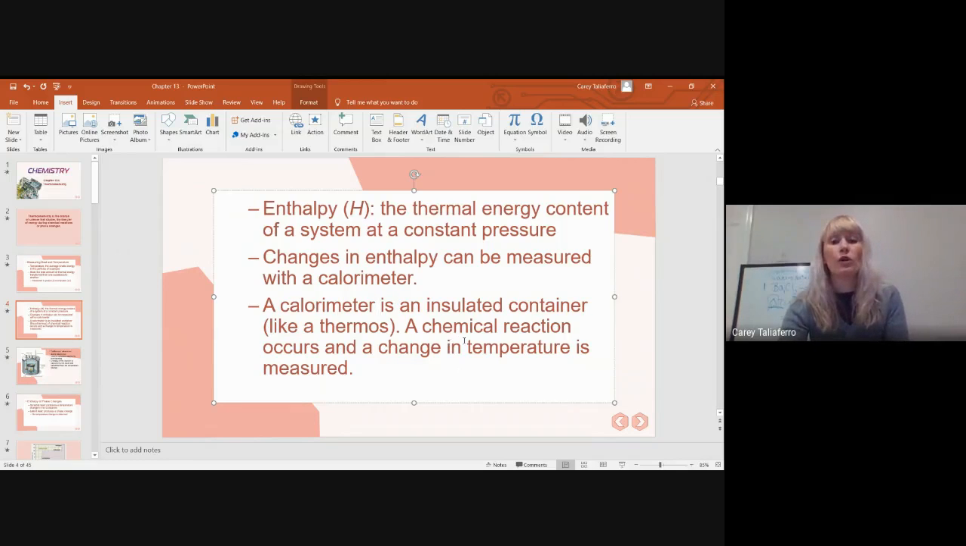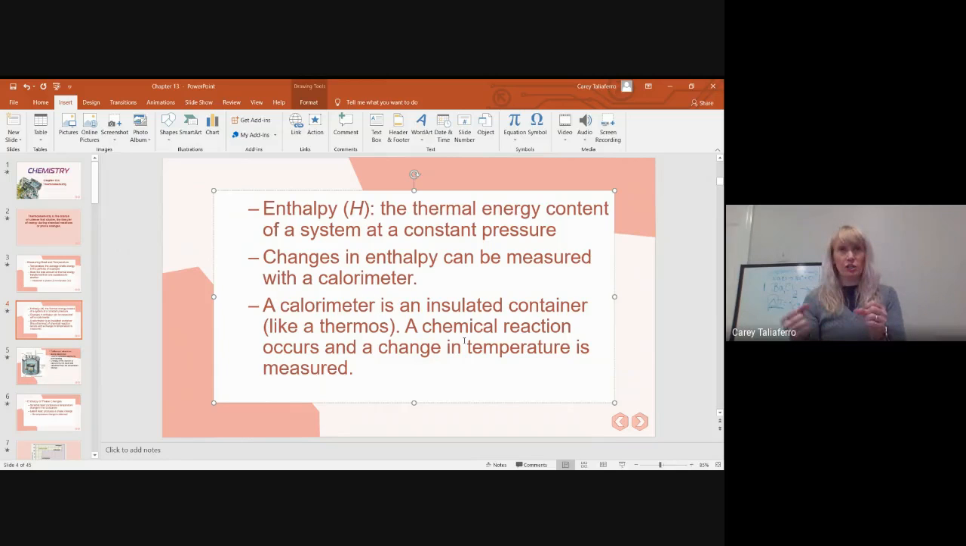All right, and then what you're going to do is as chemical reactions occur, doesn't matter what the chemical reaction is, remember, a chemical reaction is when one or two more things react together and they create something else.